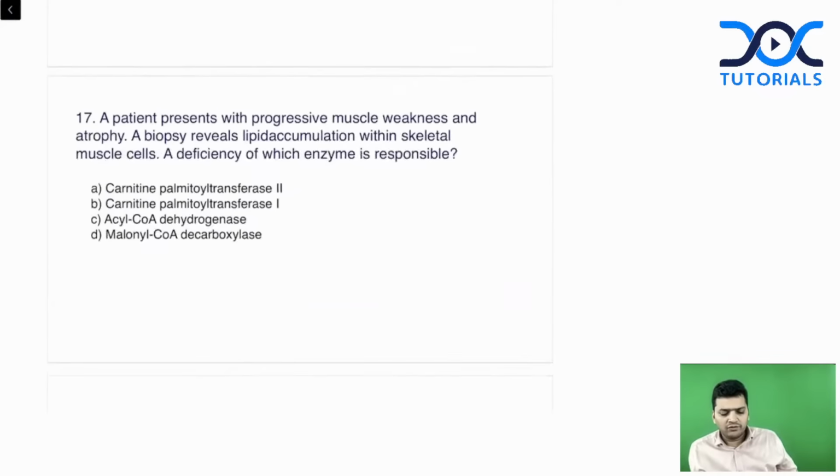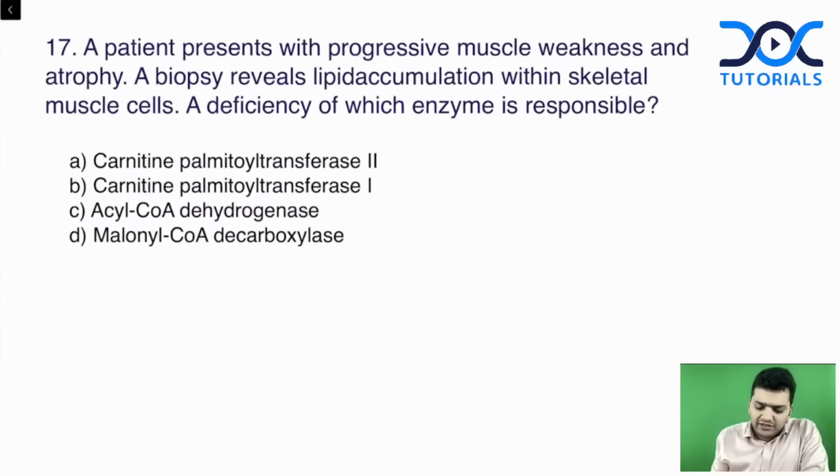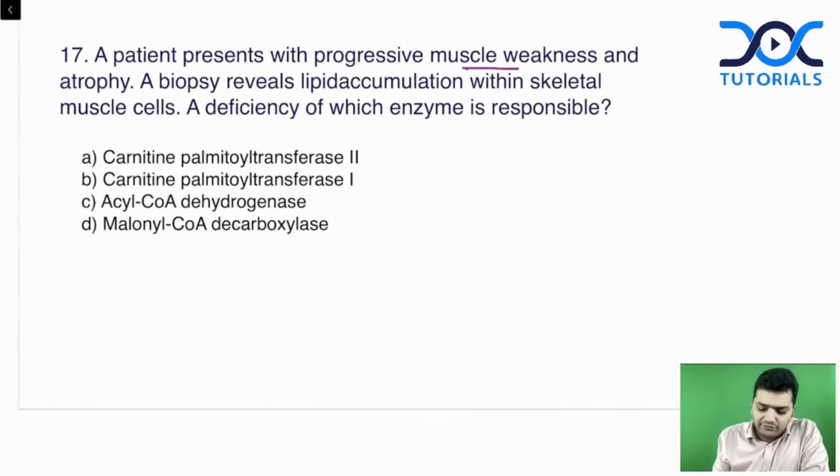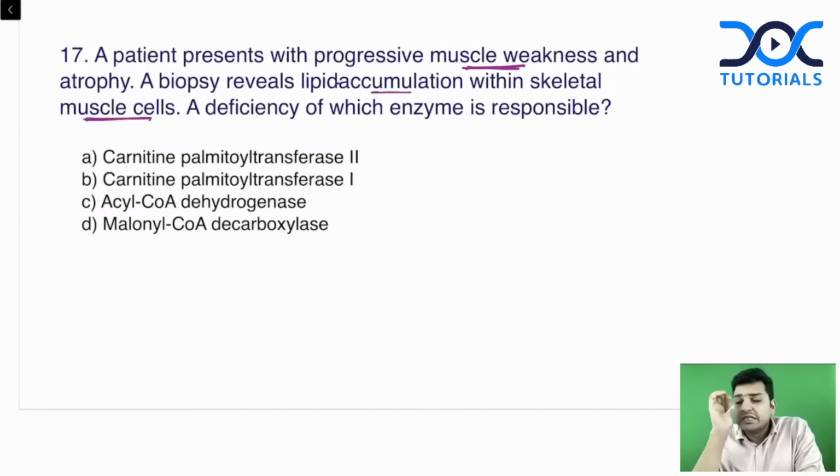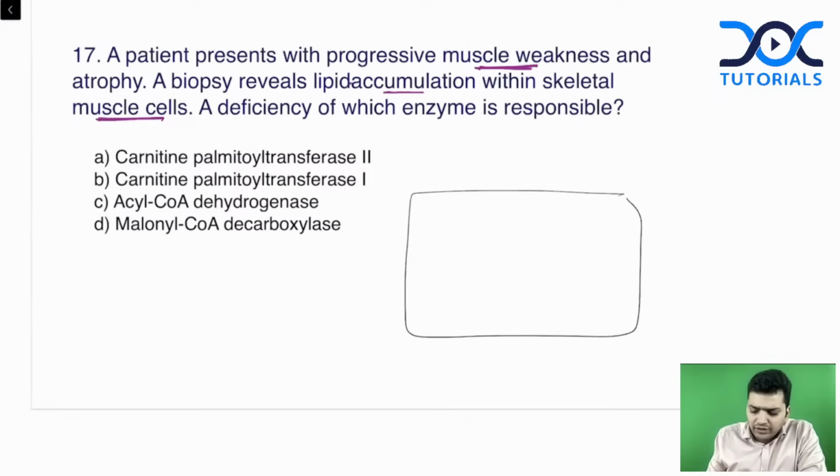Let's move forward. A patient is presented with progressive muscle weakness. This muscle problem is happening. When the biopsy was done, there was lipid accumulation within the skeletal muscle cell. In the skeletal muscle, the lipid is getting accumulated. What we can understand from this is basically why the lipid will get accumulated. Actually, when we break the lipid, we generate the fatty acids and the cholesterol mostly.